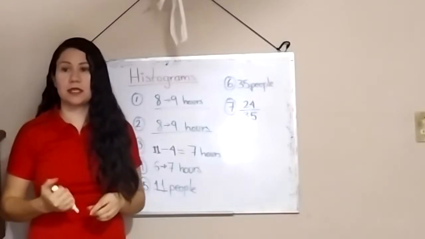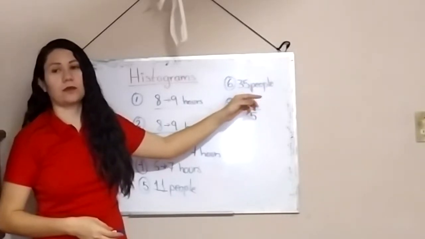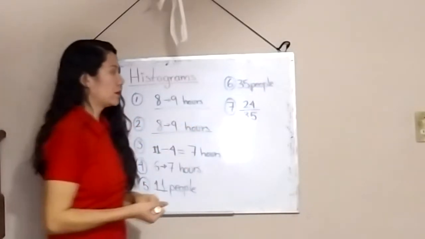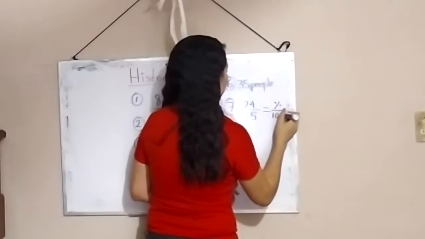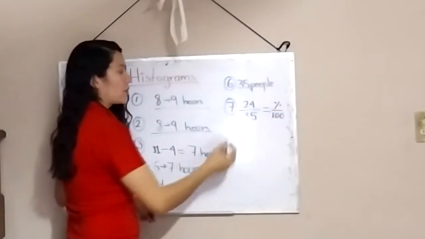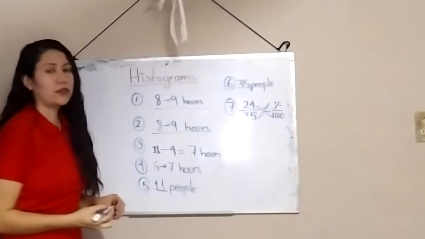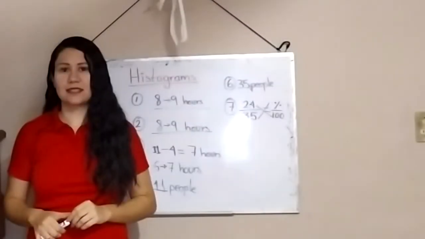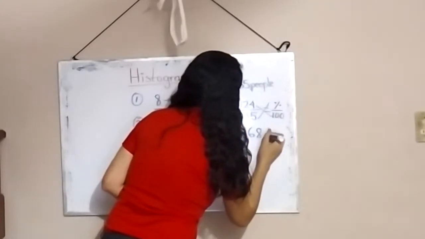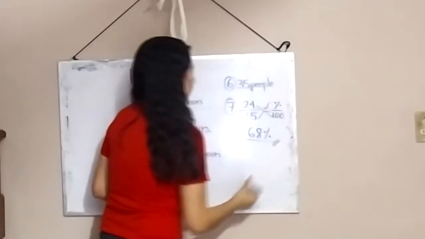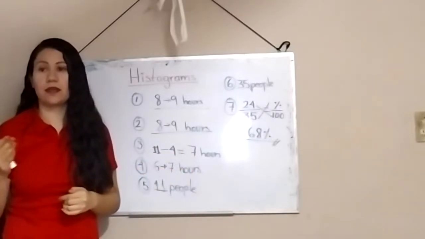Remember the percentage formula? It's part over whole equals percentage over 100. We cross multiply: 24 times 100 divided by 35 is 68%. And that is all the information we can get just by looking at a histogram.